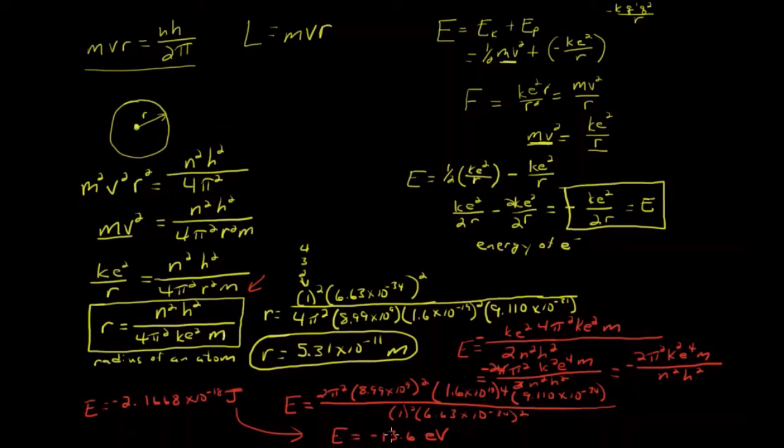All right, but notice we have the n here, so if I just substituted in n squared here, then I would actually come out with minus 13.6 over n squared electron volts. So then we just put 1, 2, 3, 4. Okay, so that is the energy. We got the energy, we got the radius of a hydrogen atom at ground state.